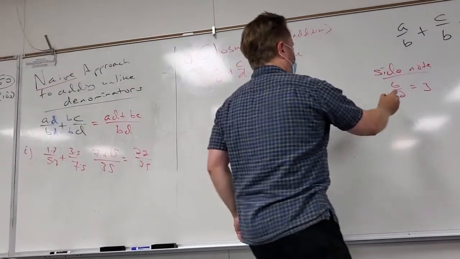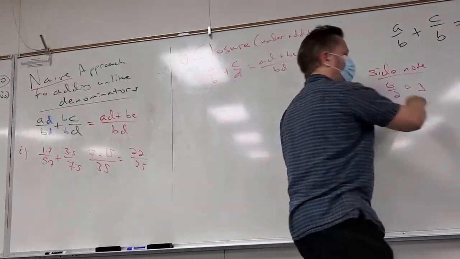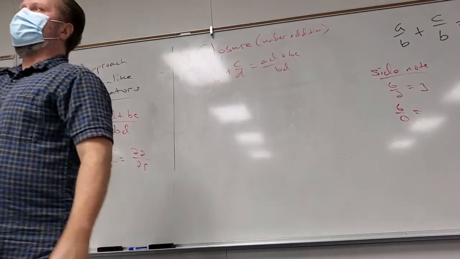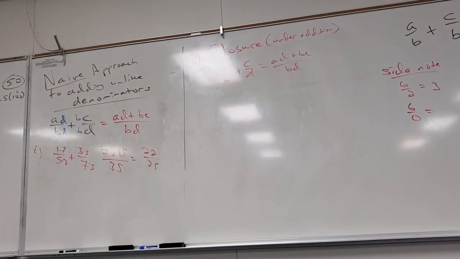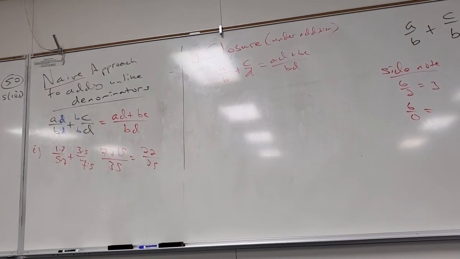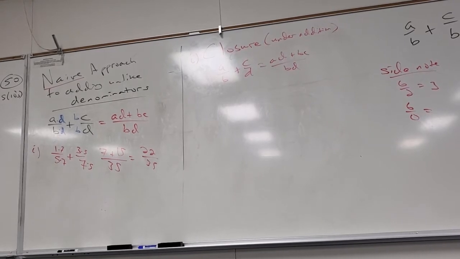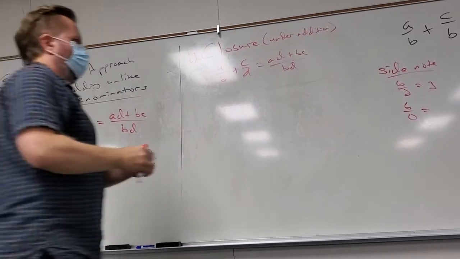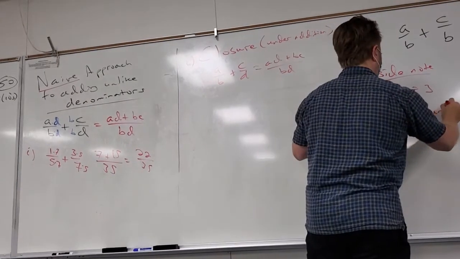So what is 6 divided by 0? It would have to be the number that is defined in such a way so that when you multiply by 0, you get 6. Is there any number that's defined that way? No. That's why we call it undefined. I love it. Undefined. All right.